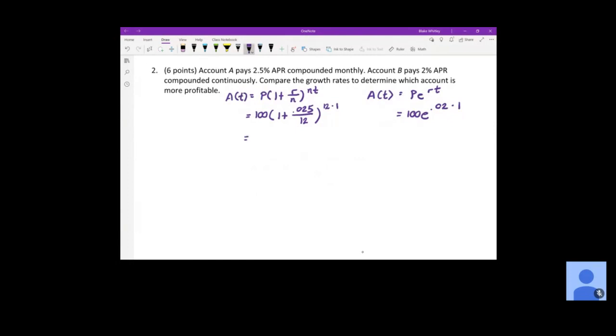So all we got to do now is just simplify each one of those and see which one makes more money. So you can just put the whole thing in the calculator for the first one if you want to. Just be careful with your parentheses. And once you get that, let me know what you get.